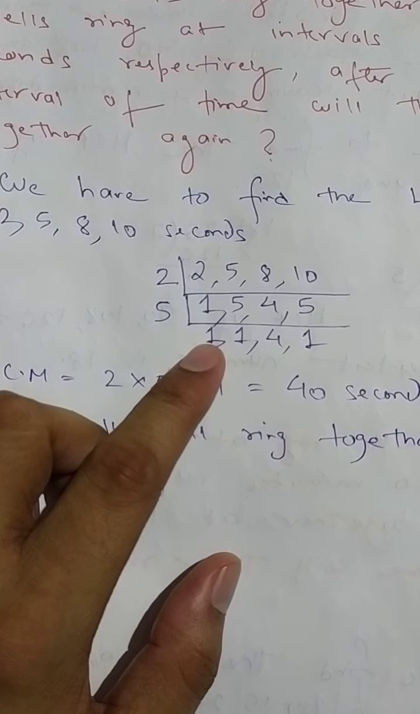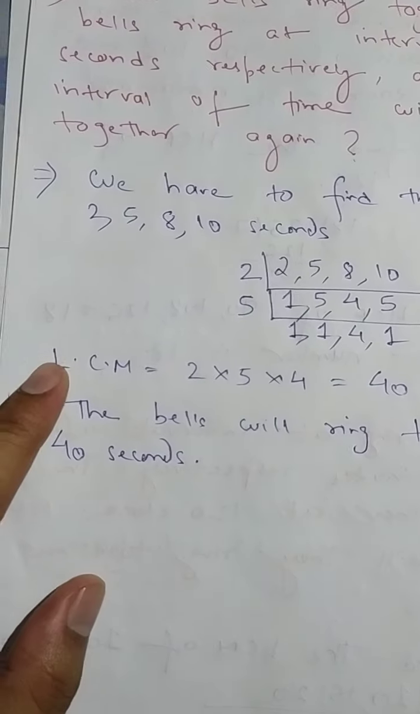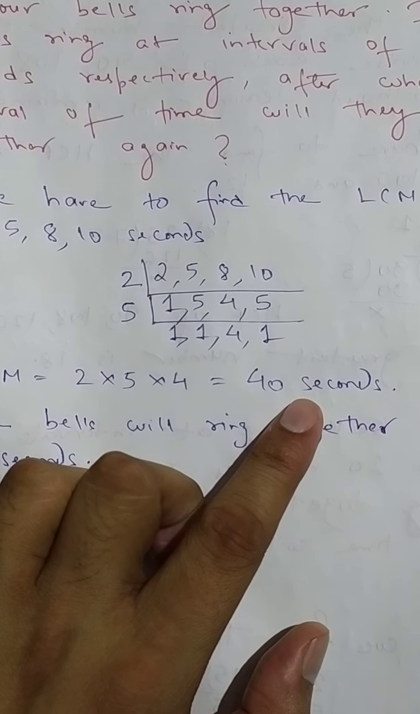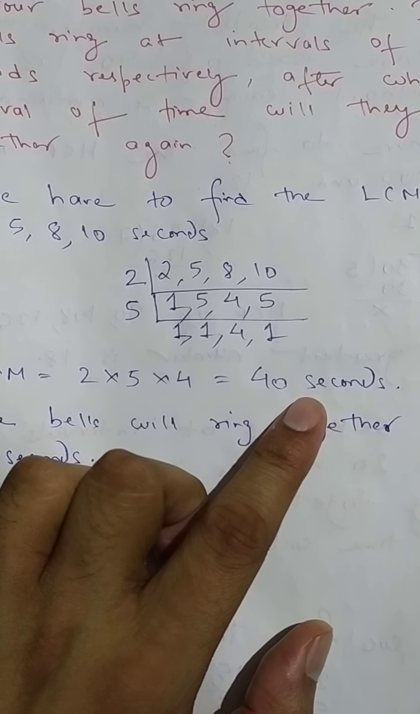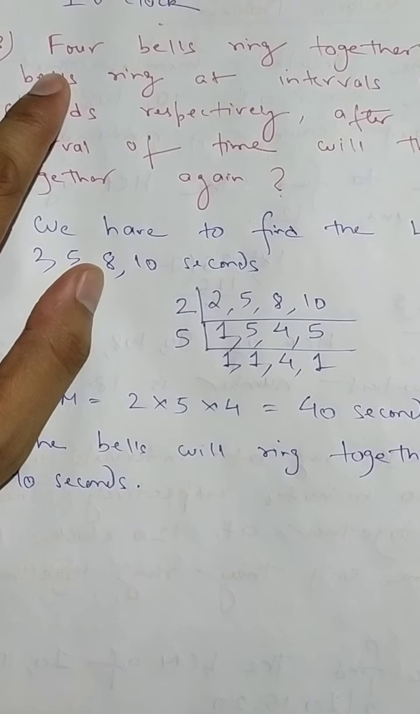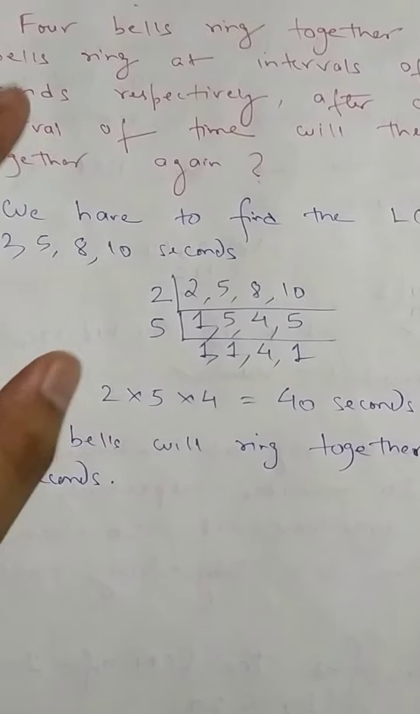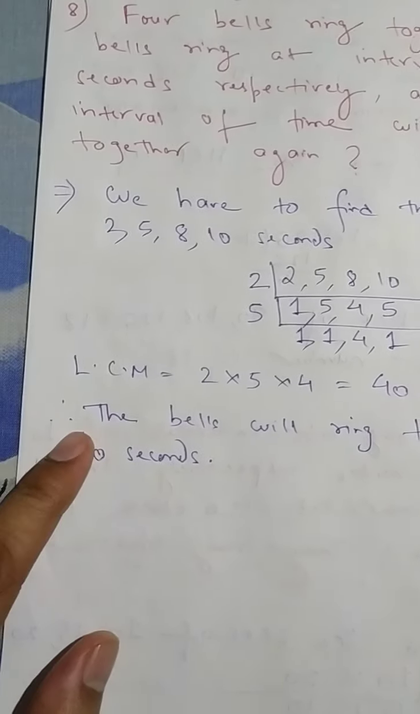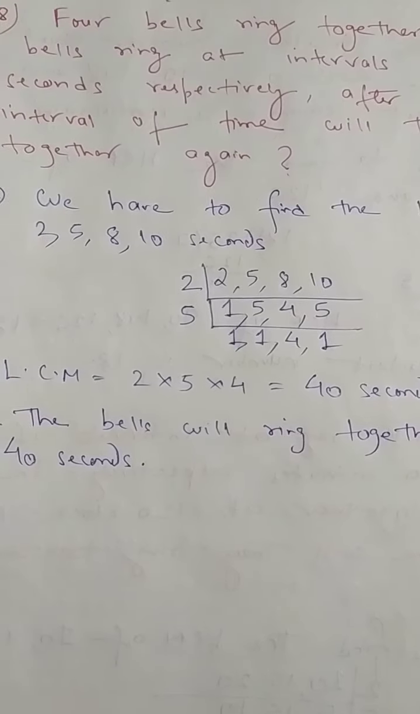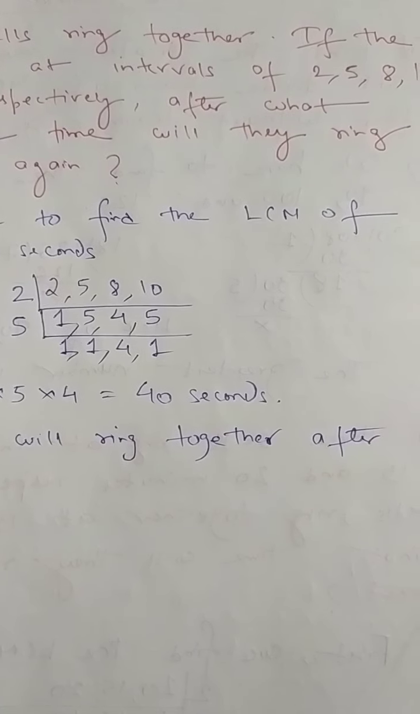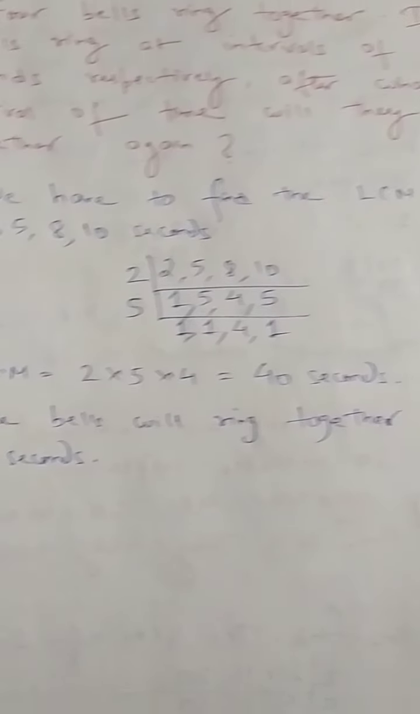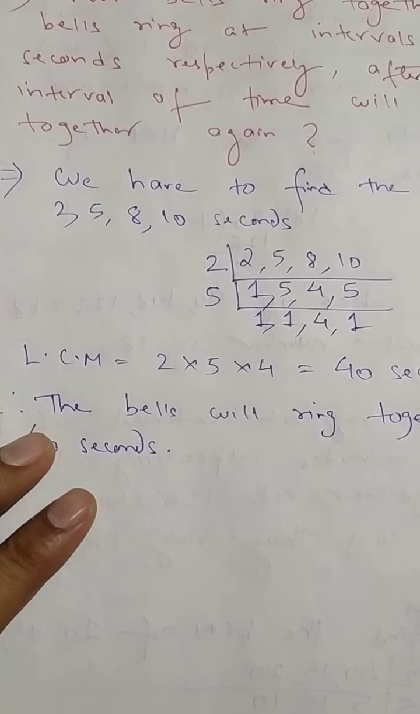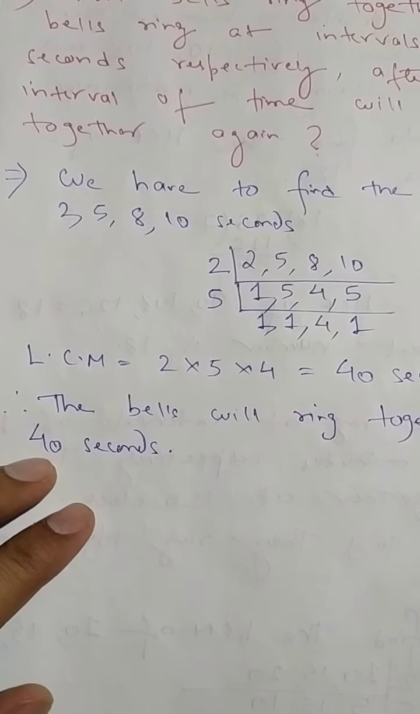So here we have to find the LCM. Your LCM is coming 2 into 5 into 4, 40 seconds. So again, after 40 seconds, these 4 bells will ring together. Here a particular time is not mentioned, you only have to find out the interval of time. So the answer is the bells will ring together after 40 seconds. In the previous question, the time was mentioned. Here you only have to find out the interval. So your answer is 40 seconds.